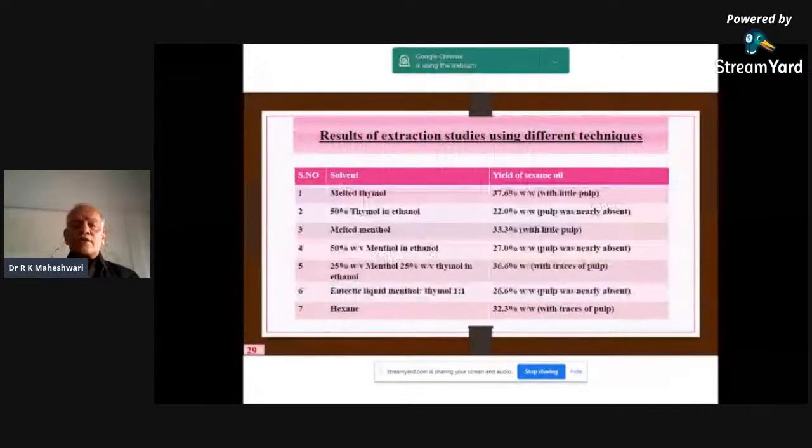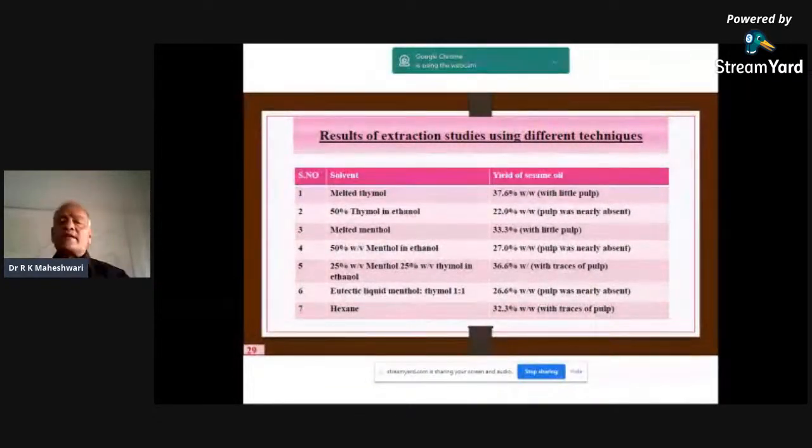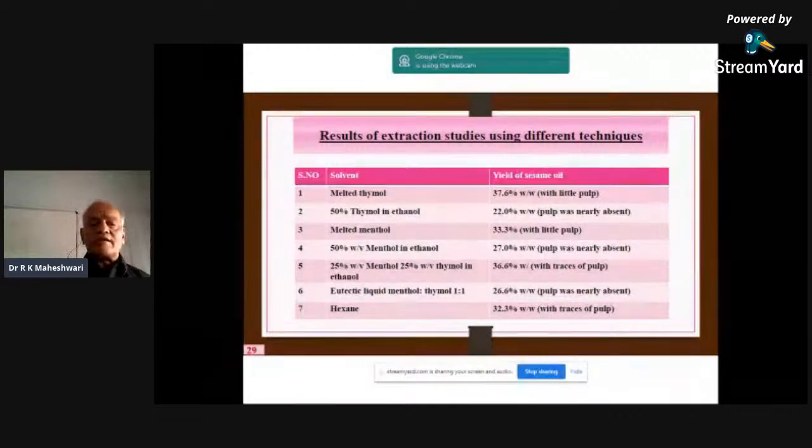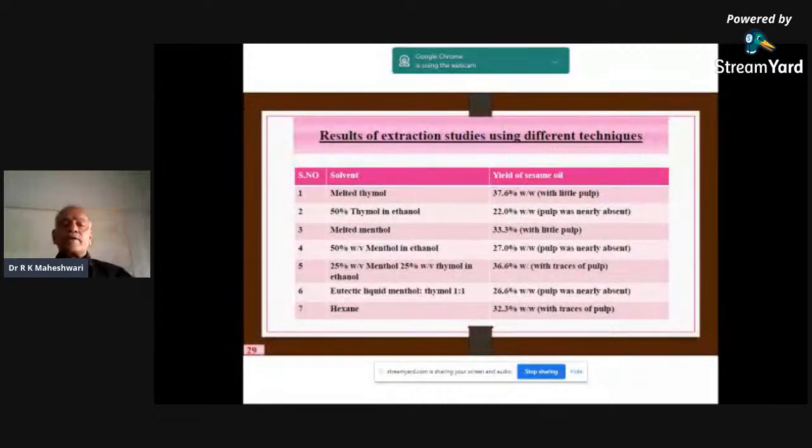Now, the results of extraction studies in this paper. When melted thymol was used as solvent, this was the yield. 50% thymol in ethanol was used to improve the solvent character of ethanol for sesame oil. But we have very limited time. Such work has also been done to demonstrate the solvent character of solids.